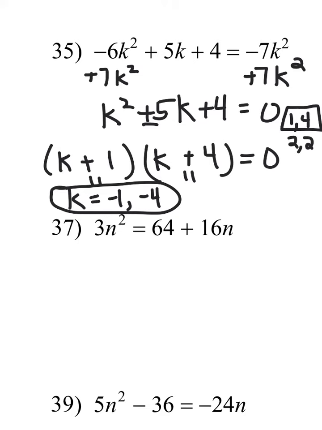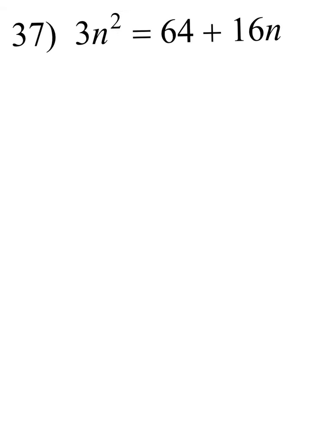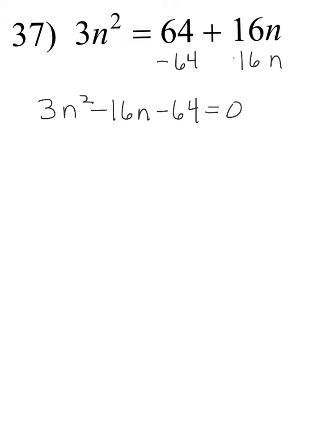What's not so simple is something like number 37. Okay, so in number 37, we need to get everything on the left-hand side, so we're going to subtract 64 and we're going to subtract 16n. So we end up with 3n squared minus 16n minus 64 equals 0. Okay, so now we're stuck with this particular problem.